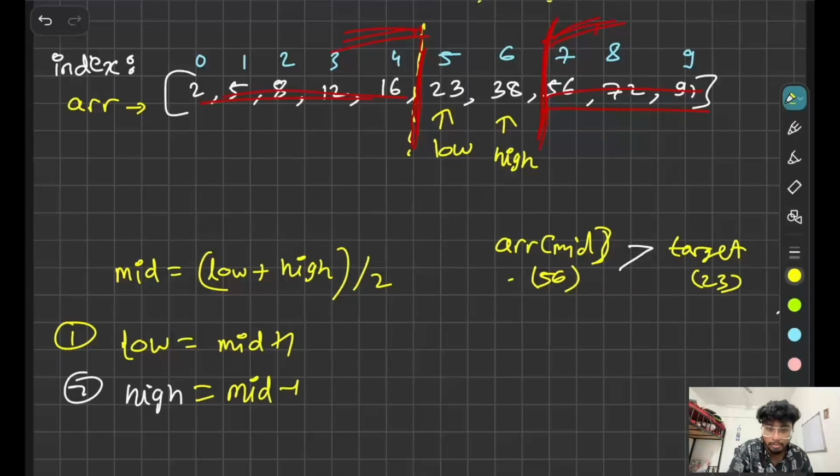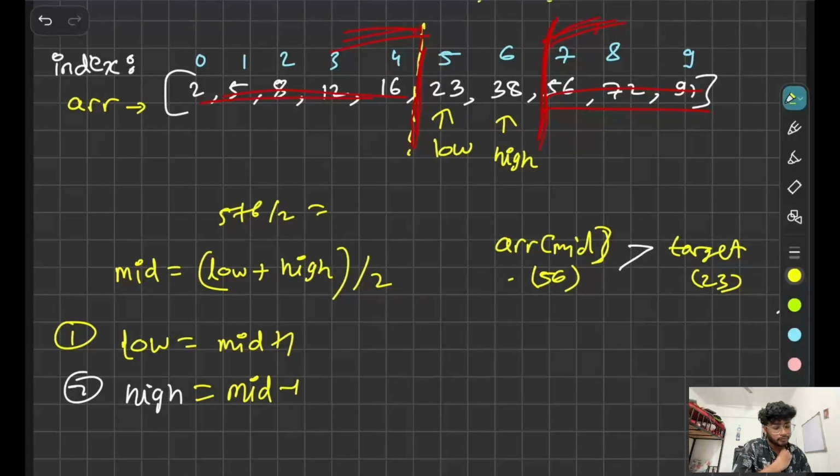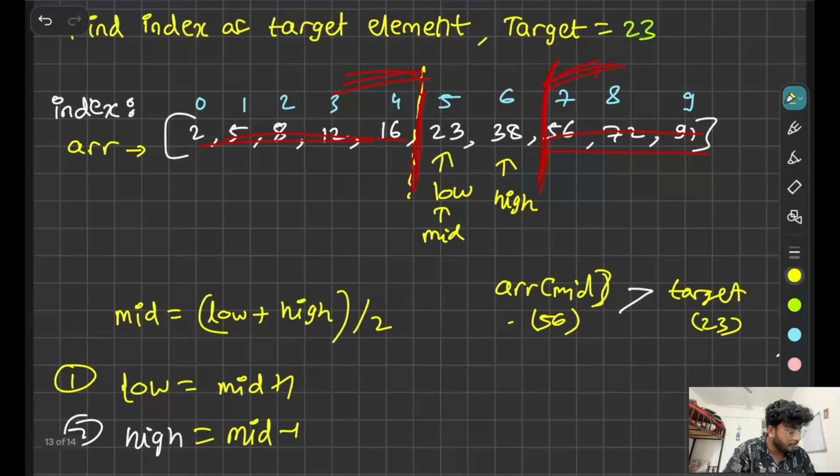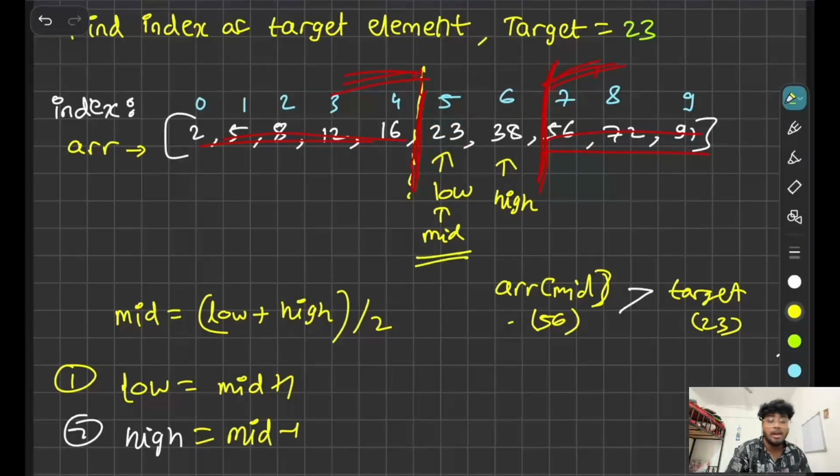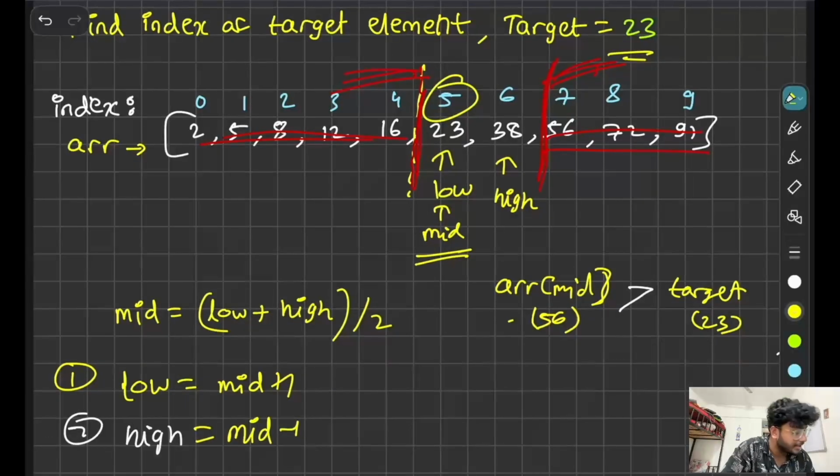Again I'll do the same thing. Mid equals low plus high by 2, which is 5 plus 6 by 2. 5 plus 6 is 11, and 11 by 2 with integer division is 5. So my mid now becomes 5, which is here. Now I'll check is array of mid equal to target or not. My array of mid is 23 and my target is 23. I have found my target. I'll just return. As I have found my array of mid to be equal to target, I'll return the answer as index 5.